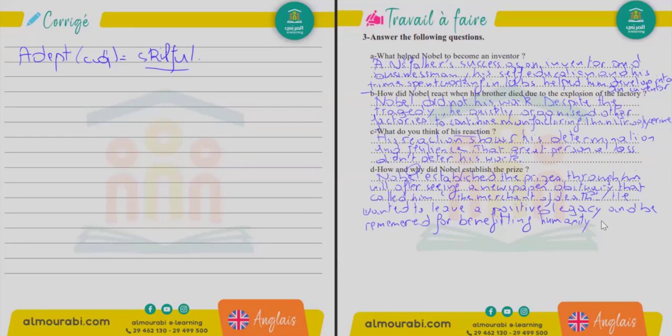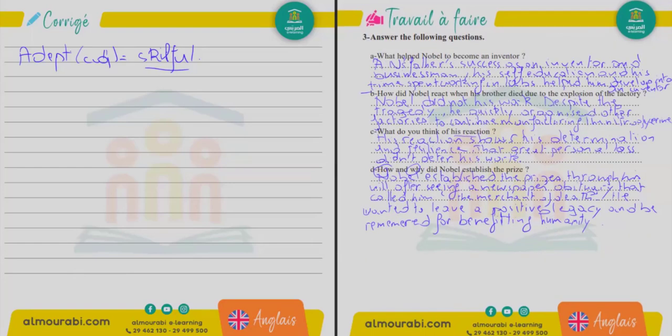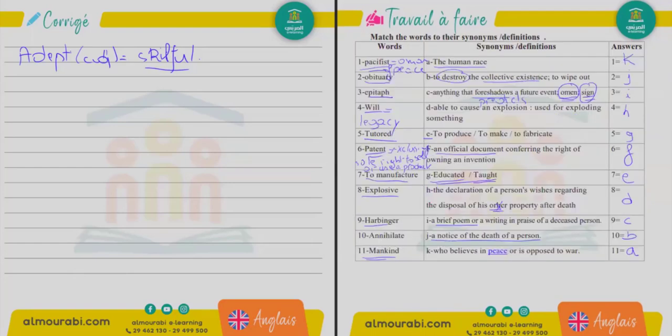So that's simply his peaceful purposes behind the establishment of the Nobel Prizes. That was the how and why he established these prizes, the Nobel Prizes. Great. I think we answered all of the questions, yes or no? Even the table here.